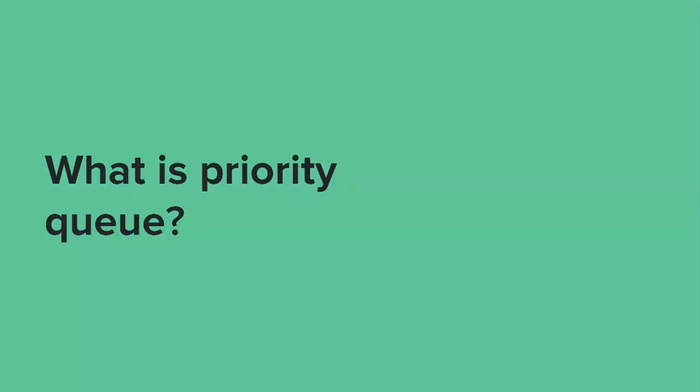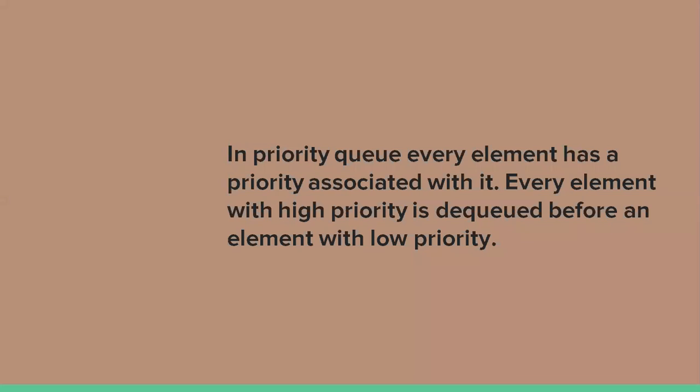What is a priority queue? In a priority queue, every element is associated with a priority. Every element with high priority is dequeued before an element with a low priority. If elements have the same priority, then they will be processed in the order in which they appeared.